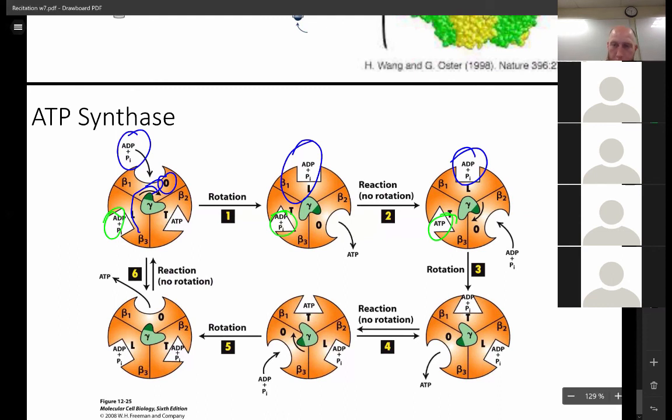So tracking our favorite one, we're in the loose state, or the loose binding, and then we'll go to tight binding, which is then going to get converted to ATP, and then again we'll have another rotation and go to the open form, and then we'll have the loss of our ATP from the binding site. And so we've made energy from an electron transporter like NADH or FADH2.